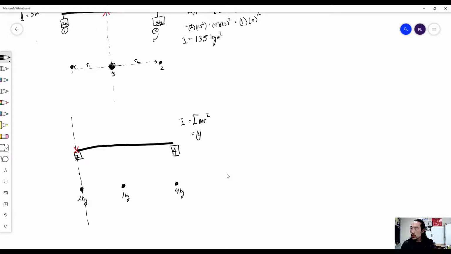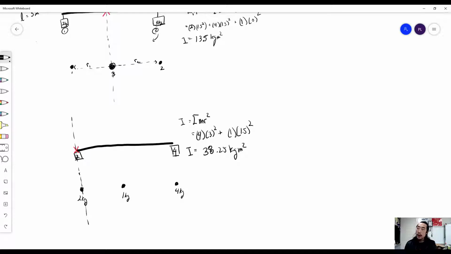So we get the 4 kilograms, 3 squared, plus from the far left to the middle, we have 1.5 squared. Okay, and if we plug that into the calculator, we should get a rotational inertia of 38.25 kilograms meters squared. All right, now it's important to know what this number means, so we're going to do a quick comparison.